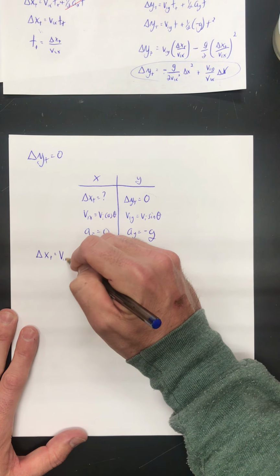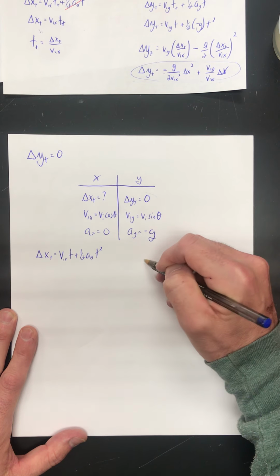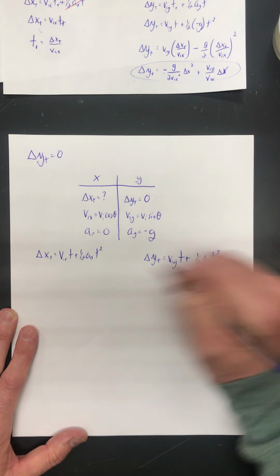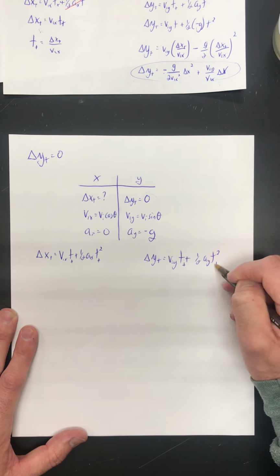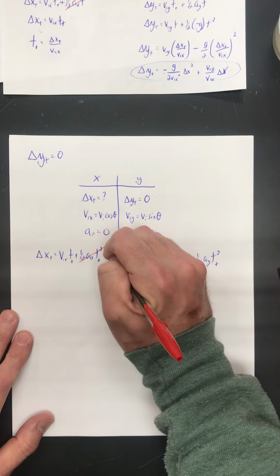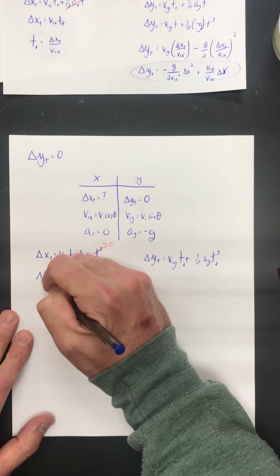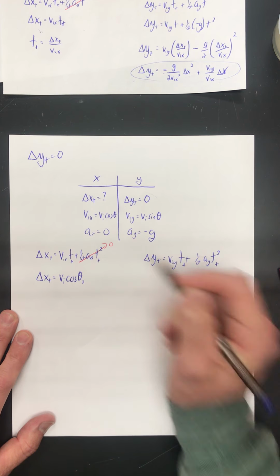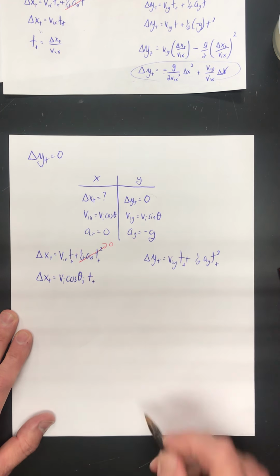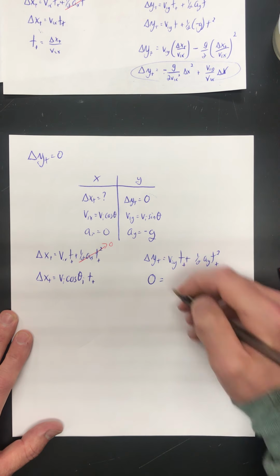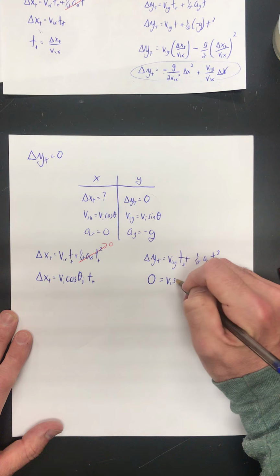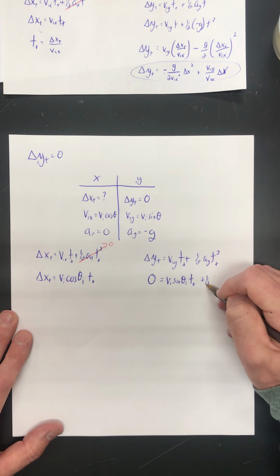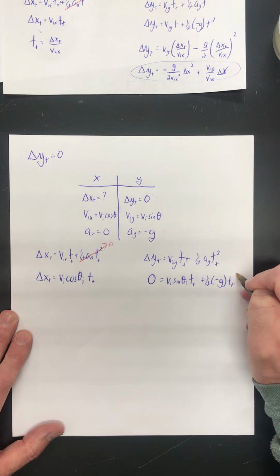So this becomes delta xt is equal to vixt plus 1/2 axt squared. Delta yt is equal to viyt plus 1/2 ayt squared. And I should assert that these are t totals because I do care about the entire path. Okay, we know that delta y is going to go to 0, and we can plug in. So delta xt is equal to, in this case, I'm actually going to put in vi cosine theta I t total. Here, 0 is equal to vi sine theta I t total plus 1/2 negative g t total squared.